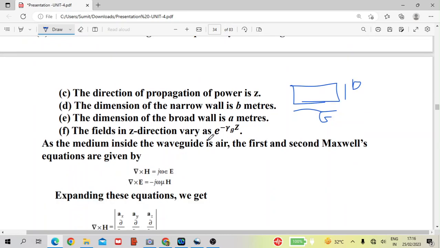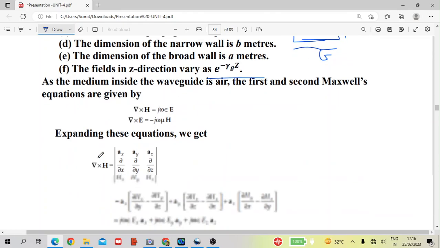The field propagates in the same way, with minus phase constant along the direction of propagation. As the media inside the waveguide is air, the first and second Maxwell's equations are given like this.